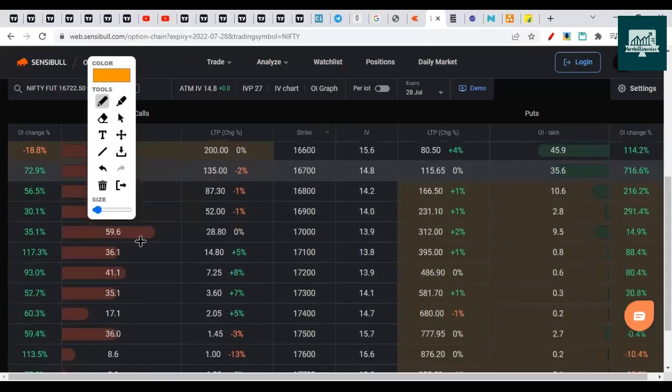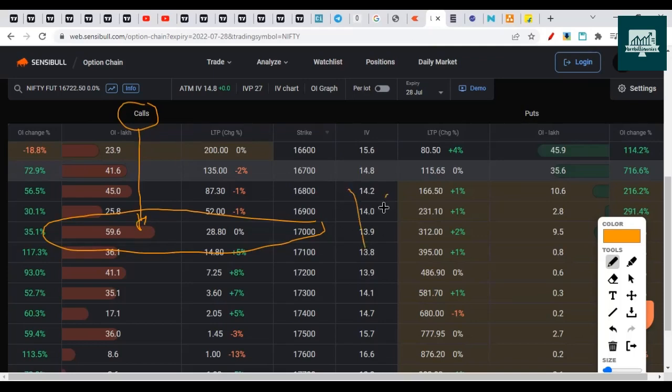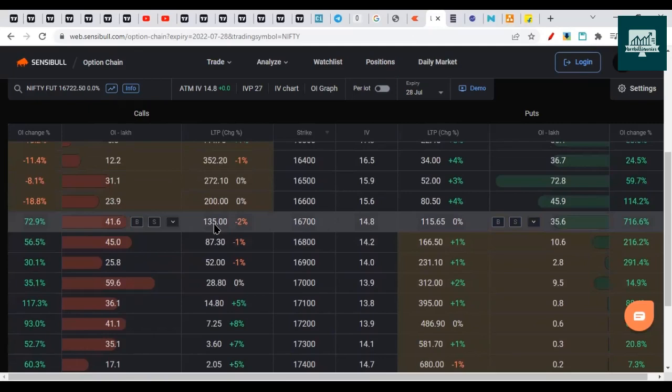And on the upside, of course, it will be 17,000, which holds the highest call open interest and will act as a resistance. So this is the range for this expiry: 16,500 to 17,000. Within this range, Nifty could continue to trade and then could give a breakout, breaking either of these levels with stronger open interest or stronger candles.